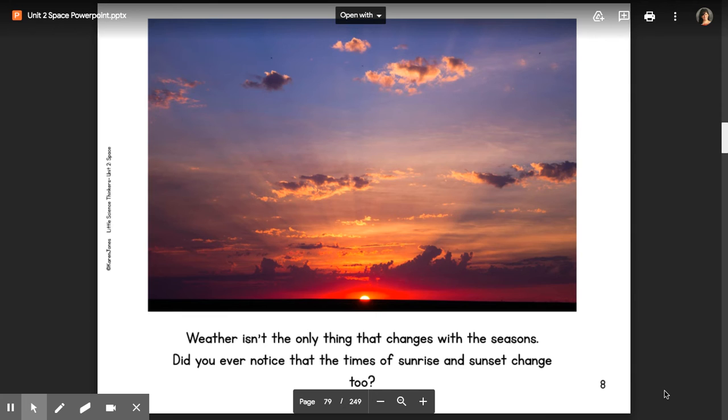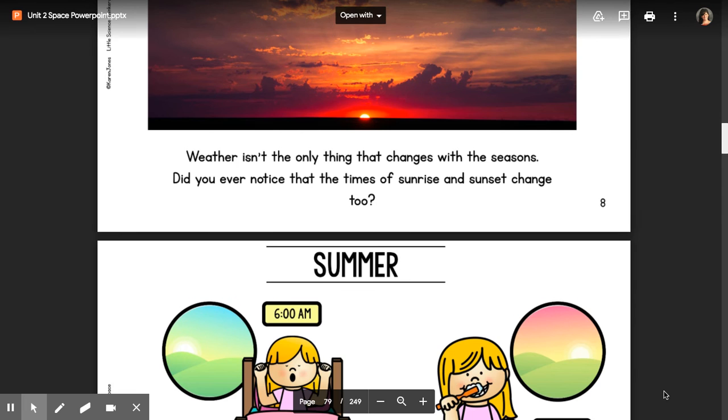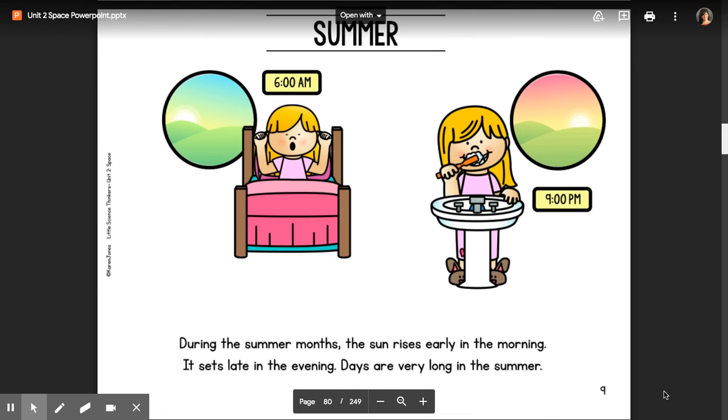Weather isn't the only thing that changes with the seasons. Did you ever notice that the times of sunrise and sunset change too? During the summer months, the sun rises early in the morning. It sets late in the evening. Days are very long in the summer.